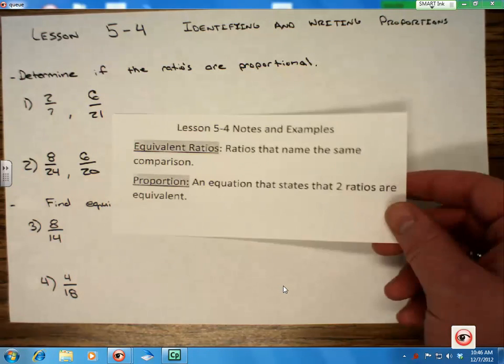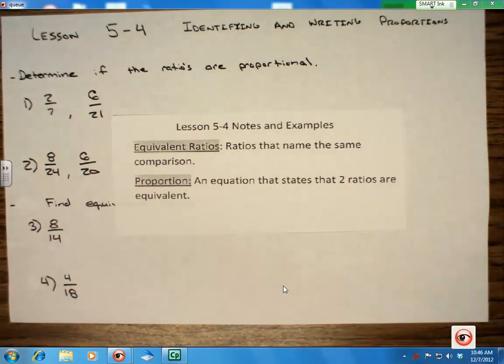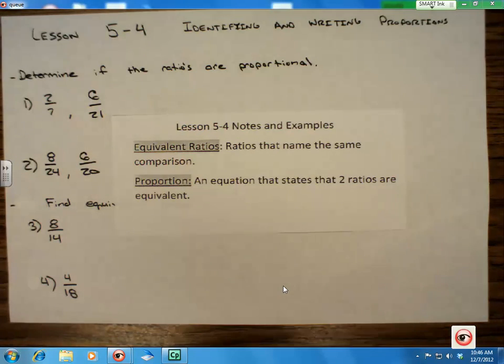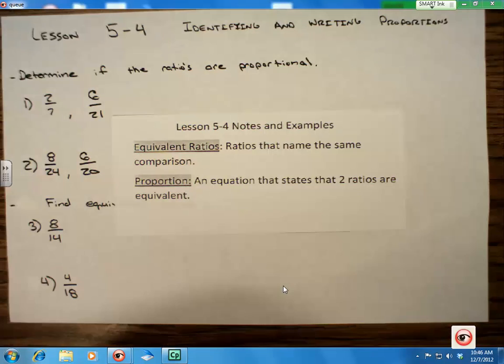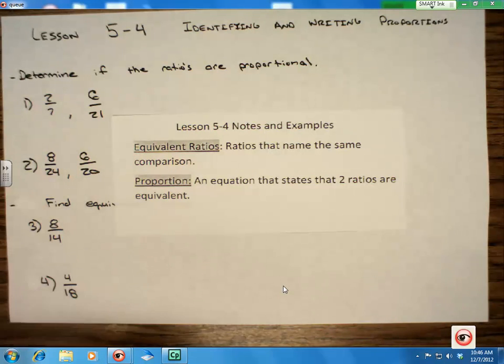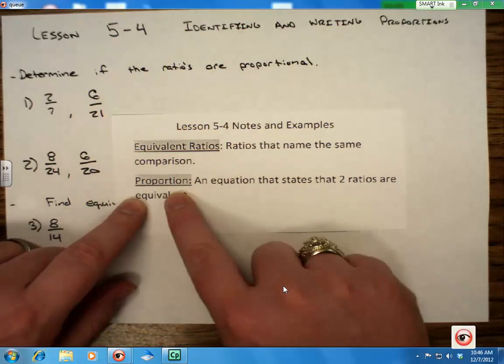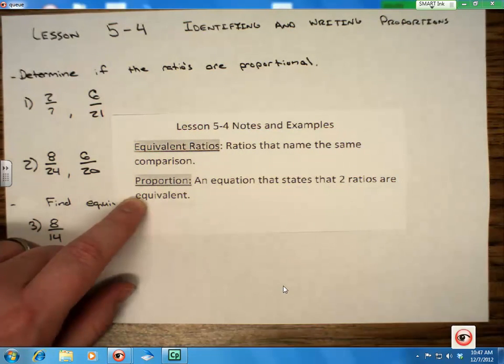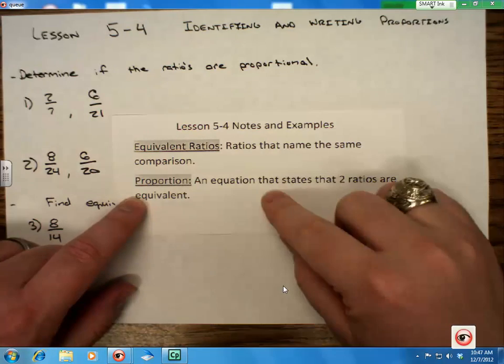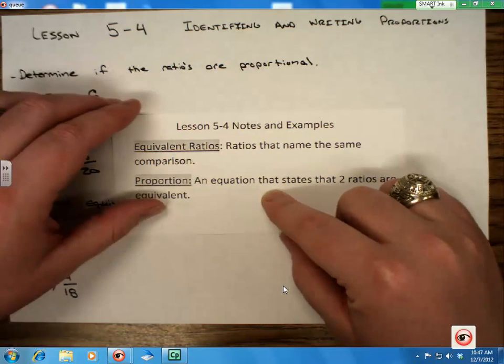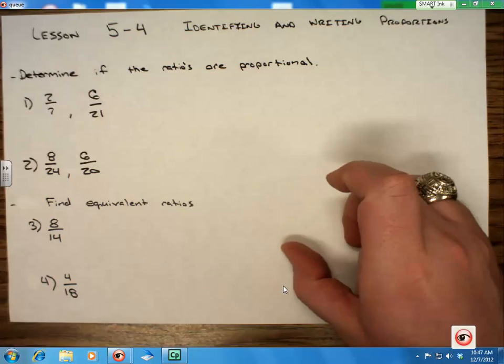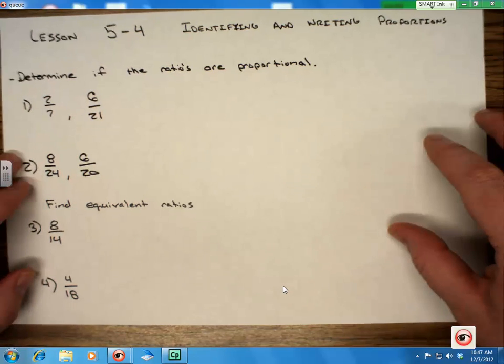equivalent ratios. An equivalent ratio is ratios that name the same comparison, which anytime in math, whenever you say equivalent, really what we're talking about is equals. Okay, so we're talking about basically ratios that equal each other. And a proportion is an equation that states that two ratios are equivalent. Again, anytime you see the word proportion, it means equal. Okay, so let's take a look at our examples here.